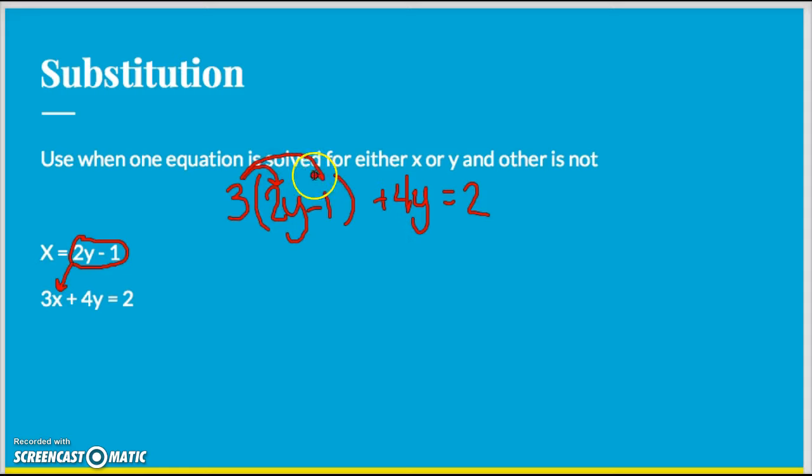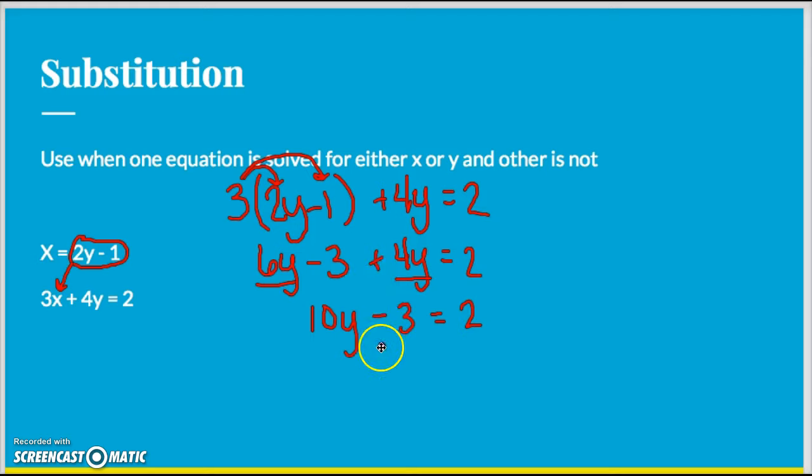Distributive property. So we have 6y minus 3 plus 4y equals 2. I combine my like terms. 6y plus 4y is 10y. I still have the minus 3 there.